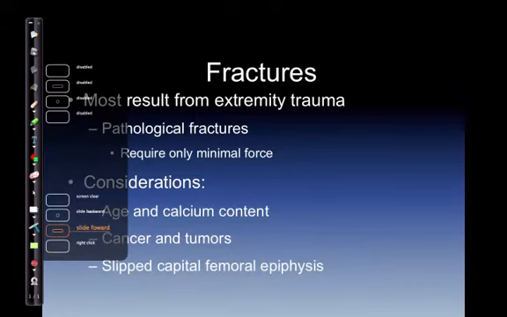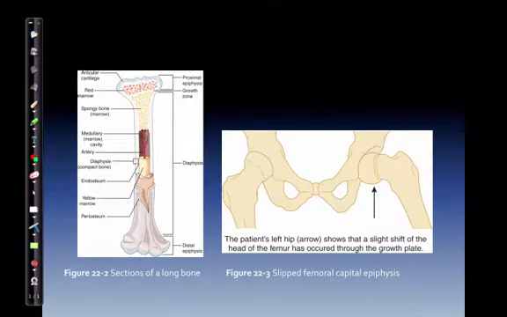This is figure 22.2 and 22.3. 22.2, sections of a long bone. So it's very vascular. It's where we make red blood cells. When a bone fractures, very simply, the fracture itself can bleed. The sharp ends of the bone could lacerate vessels, causing an occlusion, all kinds of good stuff.